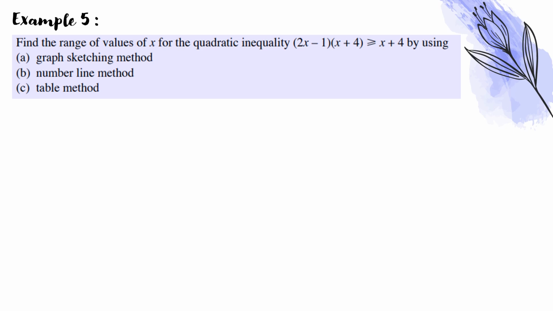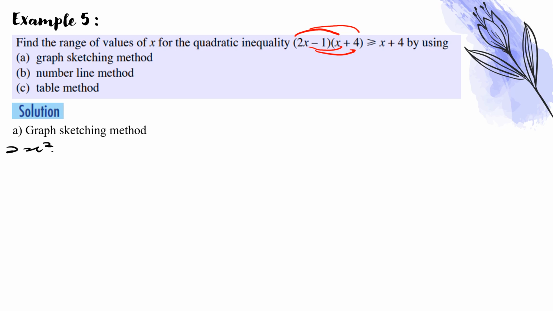Okay, solving the quadratic inequality. Find the range of values of x for the quadratic inequality (2x minus 1)(x plus 4) more than or equal to x plus 4 by using 3 methods. So I want to show you the first method, graph sketching method. First, you need to solve this inequality. So you need to expand this and then write it here. So you will get 2x squared plus 8x minus x minus 4 more than or equal to x plus 4. Okay, and then solve it.